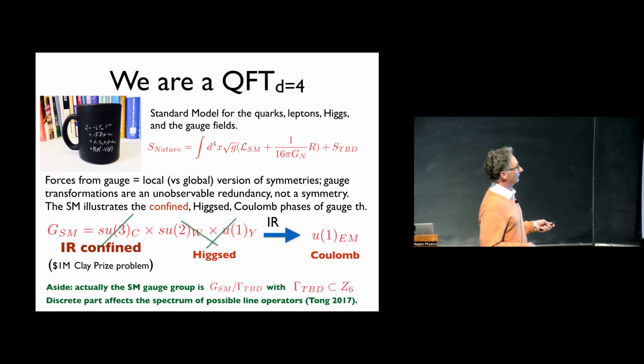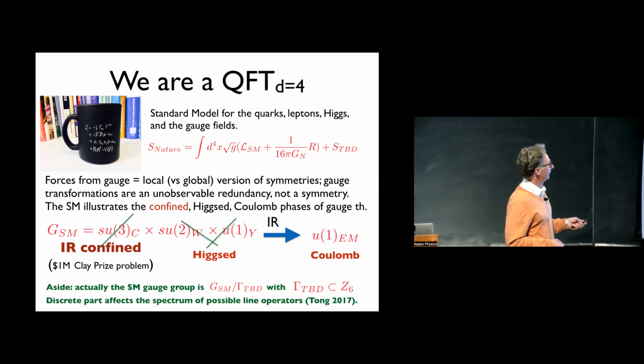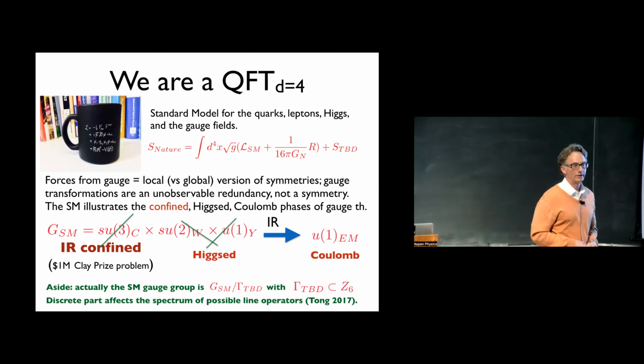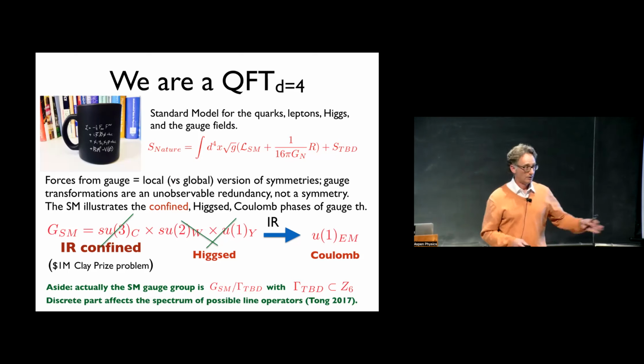So the action for nature, part of the action for nature, is the standard model Lagrangian, which is etched here, the space-time metric. There's the Einstein-Hilbert part for gravity, and to-be-determined pieces that we don't yet know, just beyond the standard model, which are the topic of one of the other workshops.